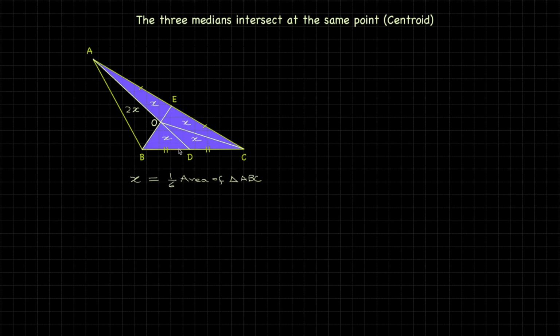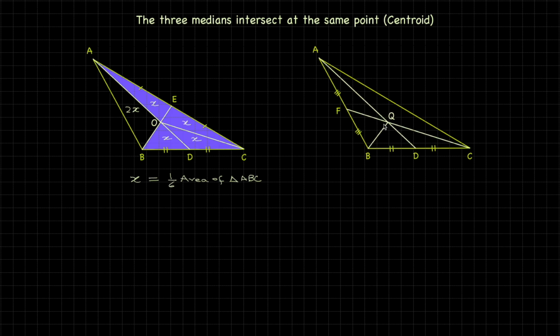In this case, the medians were AD and BE intersecting at O. The same result holds for the third median CF and its intersection with median AD. These two intersect at point Q, and again, all the triangles shown in blue have the same area X. X is 1/6 of the area of triangle ABC. So in this proof, we have to show that point O is the same as point Q. If that's the case, it means that CF passes through O and all three medians intersect at the same point.